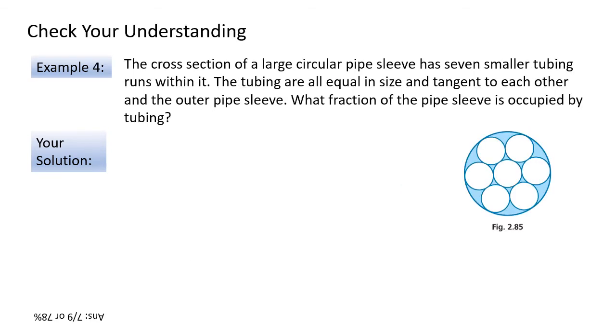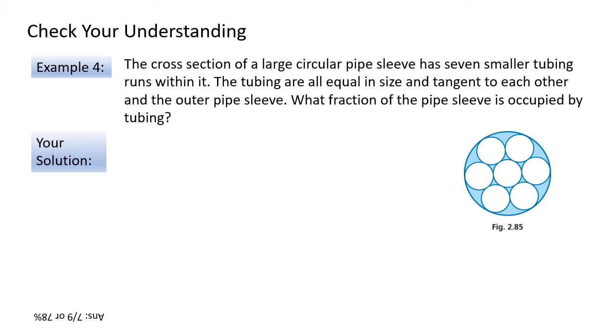So let's look at a second example. This will tie together not only the area calculations we've been talking about for circles, but also some of the other concepts, most notably tangents. The cross-section of a large circular pipe sleeve has 7 smaller tubing runs within it. The tubing are all equal in size and tangent to each other in the outer pipe sleeve. What fraction of the pipe sleeve is occupied by tubing?